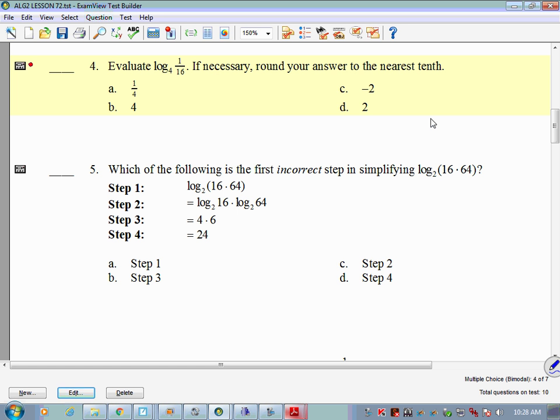You got an answer? You don't have a calculator.